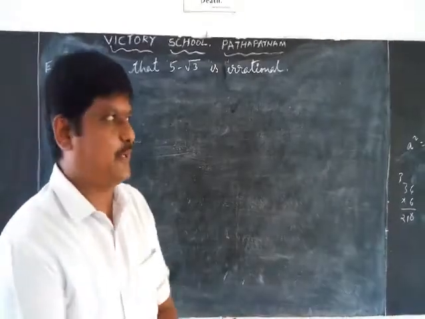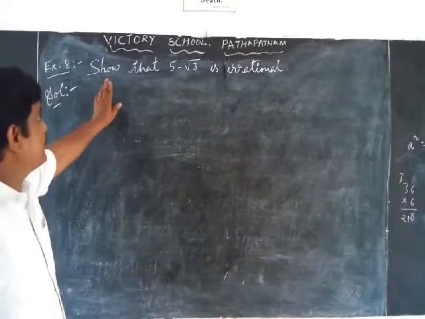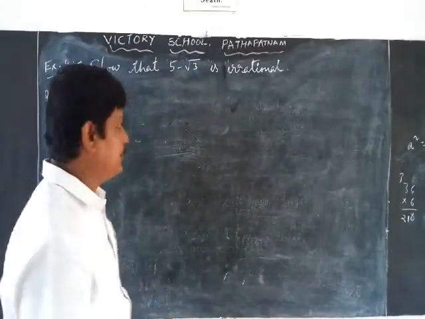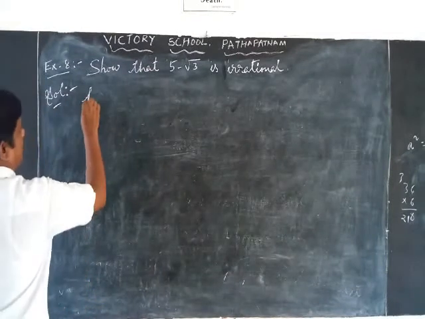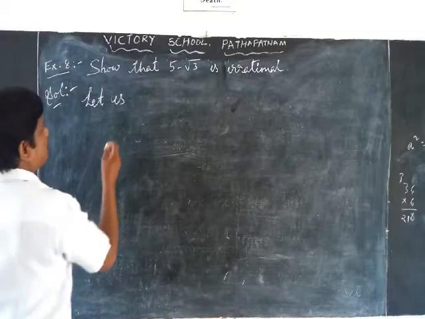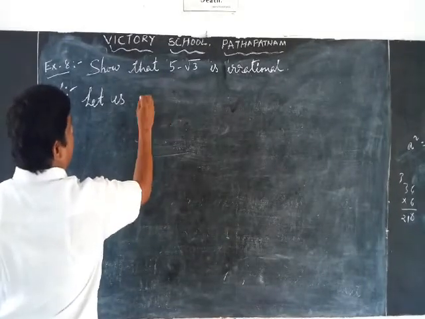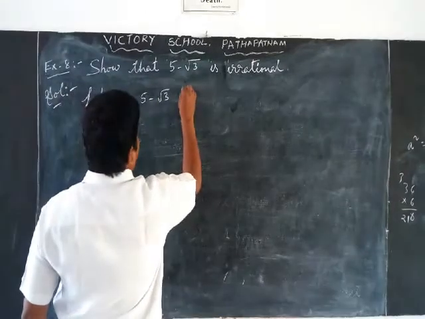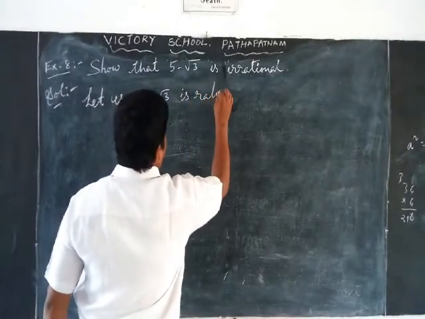Okay. Next example. Example 8. Show that 5 minus root 3 is irrational. Same actions. Let us assume 5 minus root 3 is a rational number.